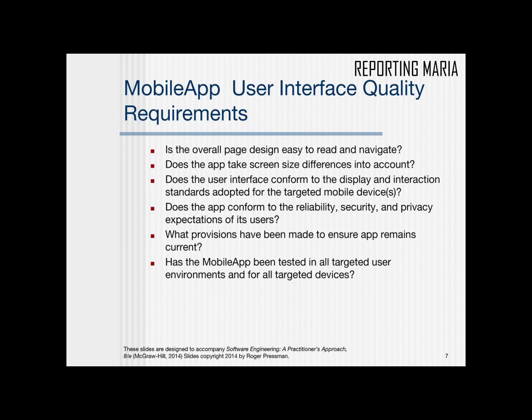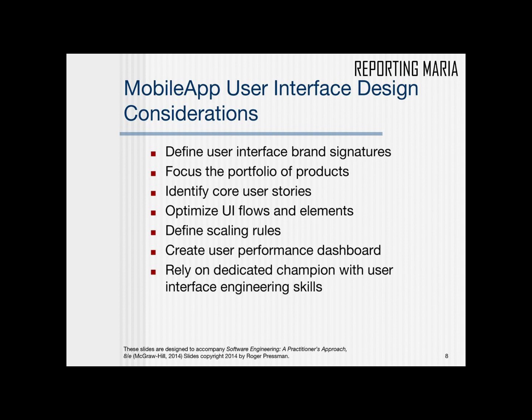So, mobile app user interface design considerations. Ito yung mga factors na nag-i-influence ng design of the visual and interactive elements ng isang mobile app. So, example is yung mga buttons, icons, menus, input fields, and other graphical components. So, ang aim nito is yung pag-create ng isang user-friendly, efficient, and engaging experience sa mga users ng app sa kanilang mga devices. So, first is define user interface brand signatures.